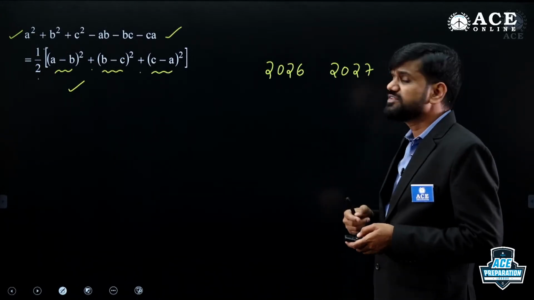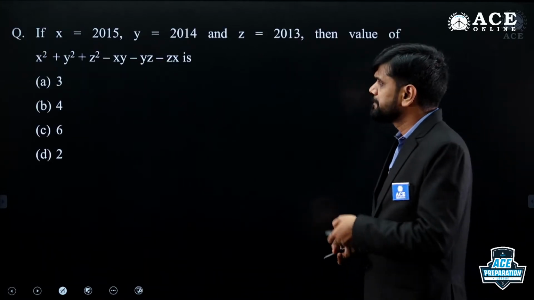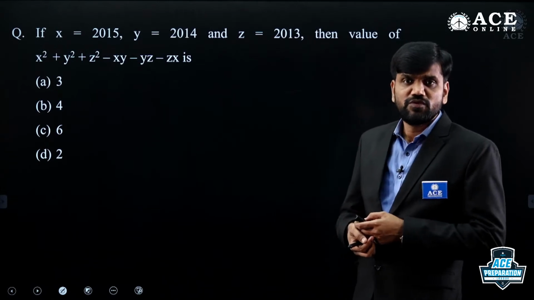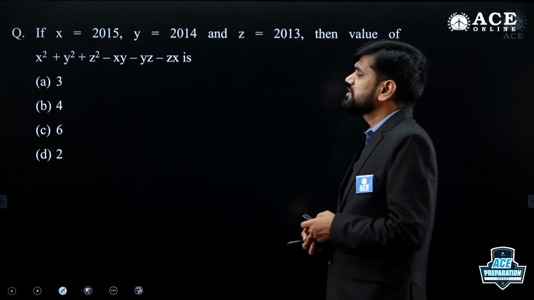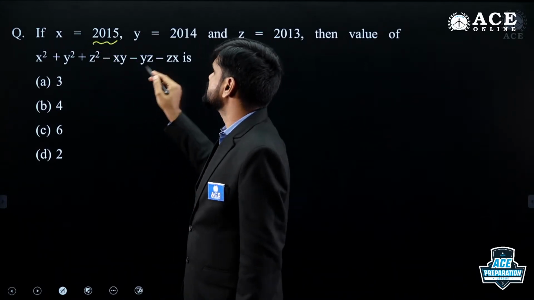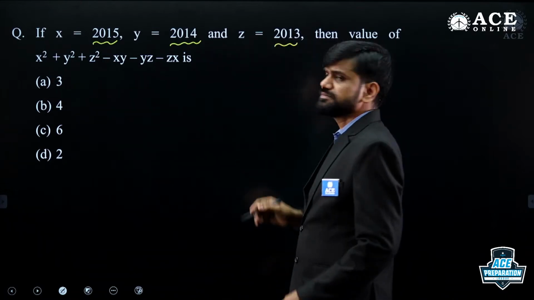Hence, let us go ahead with an example to understand it better that was asked in SSC CGL. Right dear? This is a problem that was asked in a previous exam. What they have given? Just check. They have given the value of x as 2015. The value of x is 2015, y is 2014 and z is 2013.